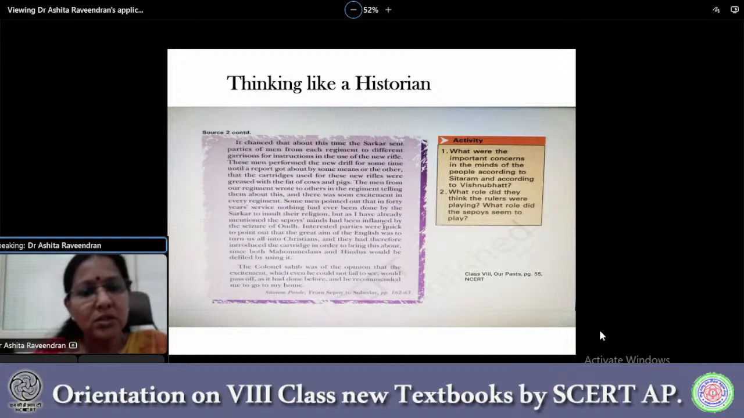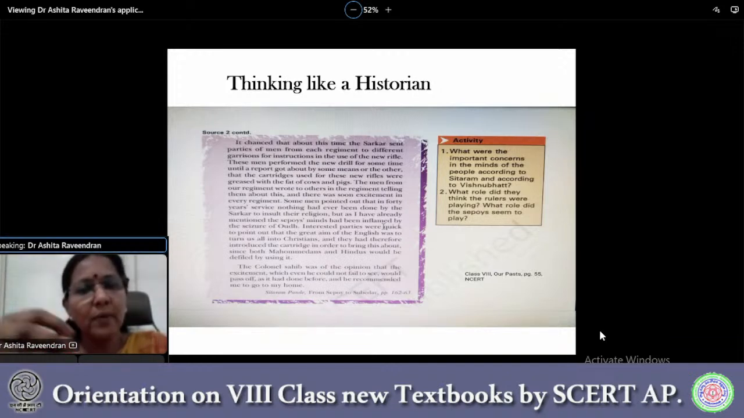There are sources from Sitaram Pandey's writings given, and Vishnu Bhatt's writing is also given. So there are different sources being given in the textbook, and from these sources, the learners have been asked to write about it. They have to write what happened during that time period and what the explanation is about. Because you are not able to read it, I'm just telling you.